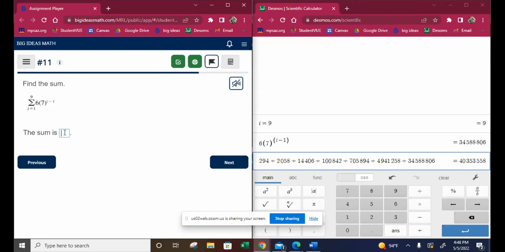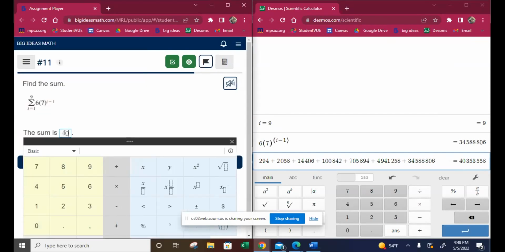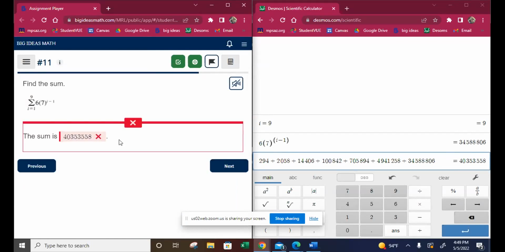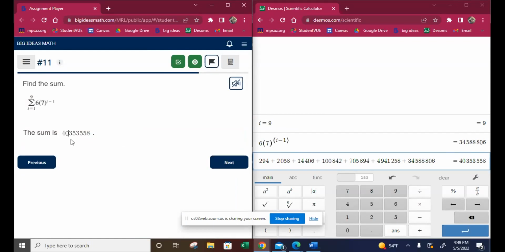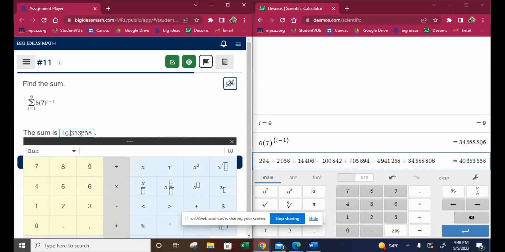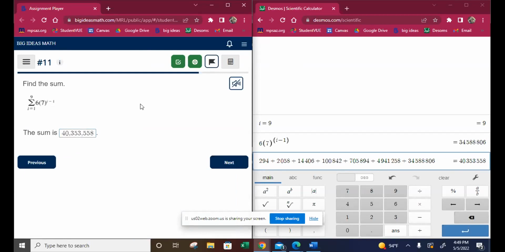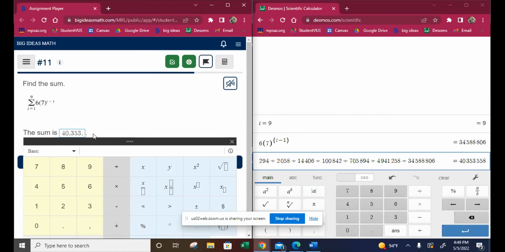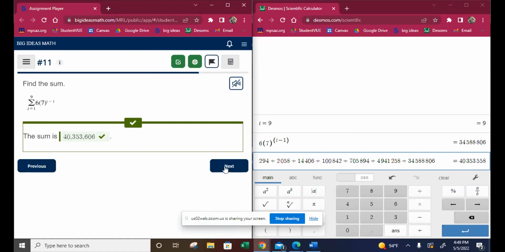That is what I got as well. Okay. 3, 4, 5, 8. Does it want me to put commas? Let me check your answer. No, I'm sorry. The last 3 are 606 instead of 558. There must have been a small error. 606. No commas. Oh, no, it did take it. Okay. Great.